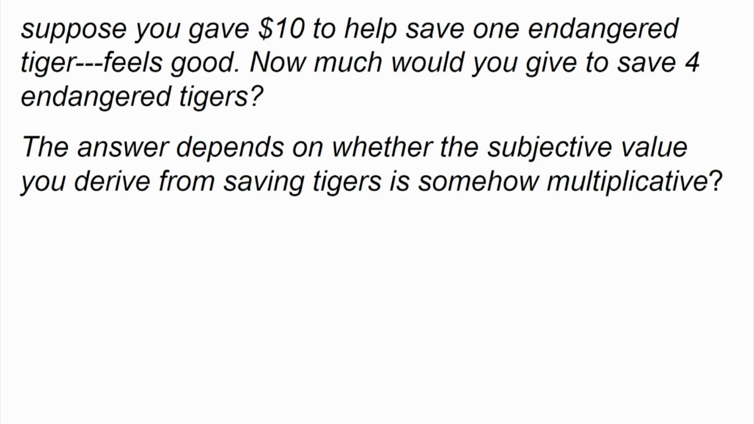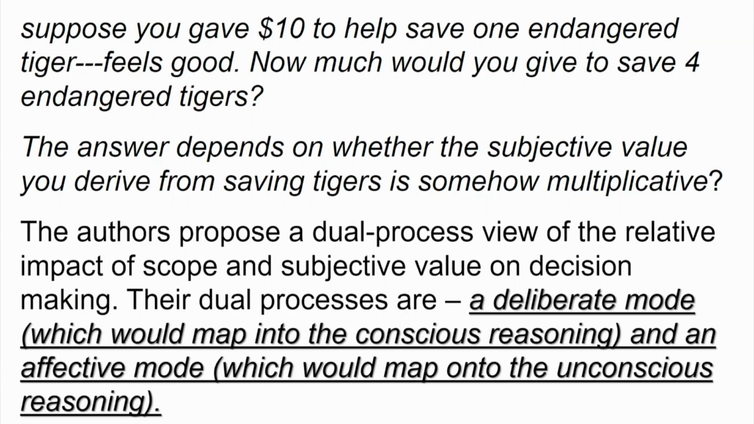The decision depends on 2 different modes of decision making. If 1 tiger requires $10 for saving, and somebody asks you to save 4 tigers, are you giving $40? That depends upon how much utility or subjective value you derive from saving these 4 tigers. Now, the authors propose a dual process view of the relative impact of scope and subjective value on decision making. They say that people make these kinds of decisions under 2 different modes of decision making. And what are these modes?